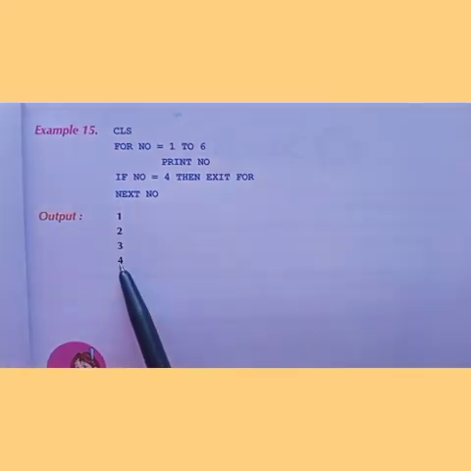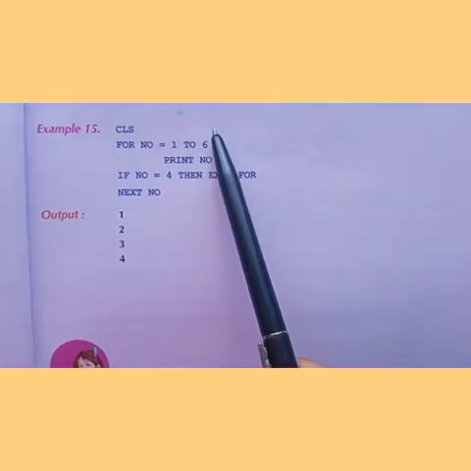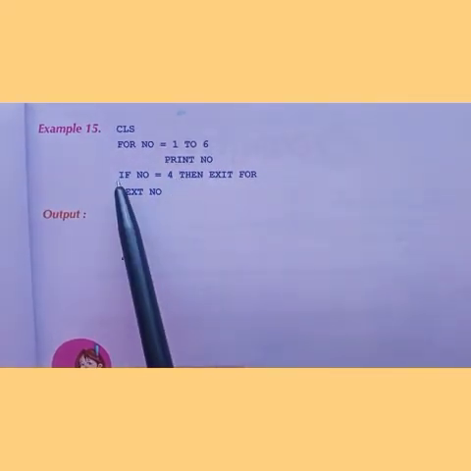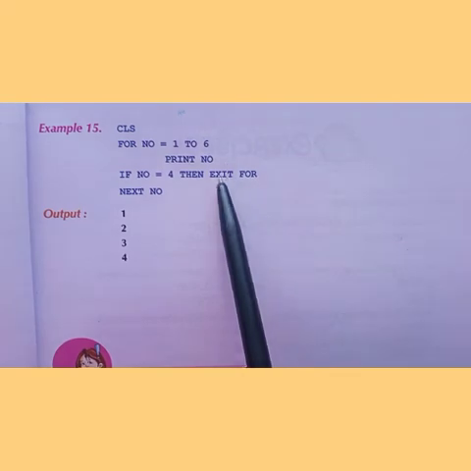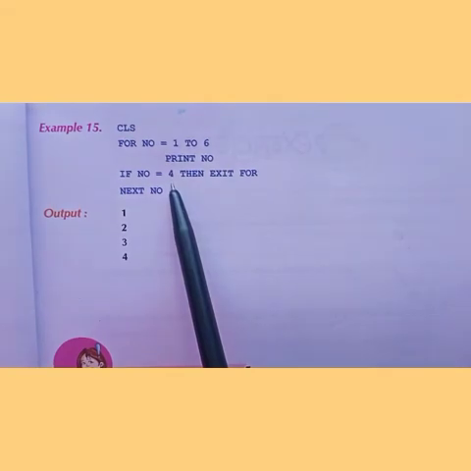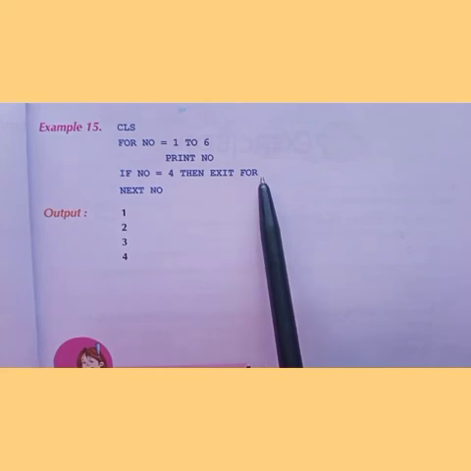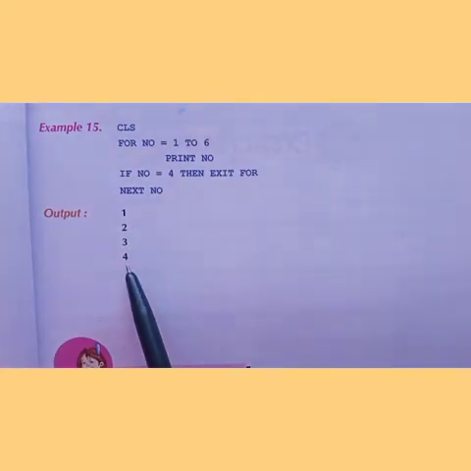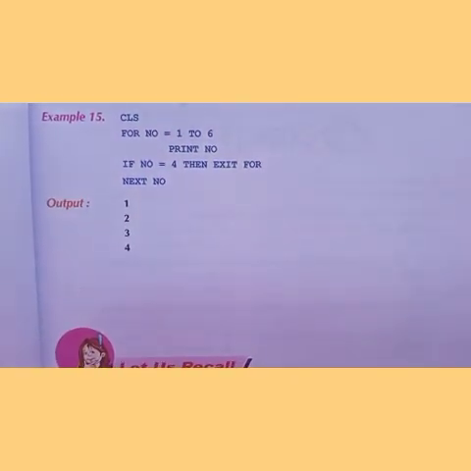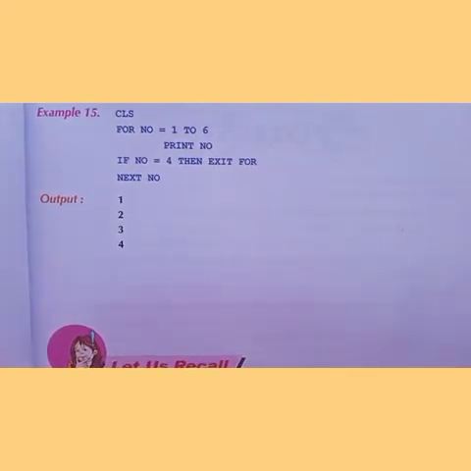As soon as the value becomes 4, no matter you have given 1 to 6 over here, it will not print till 6. 5 and 6 will not be printed. Why? Because here it is written if number equals 4, then exit for. That means come out of the for loop. As soon as the value of the number becomes 4, come out of the for loop. That is why we have got only 1, 2, 3 and 4, because exit was used. So if you need to come out of a loop in between, you will make use of the exit command.